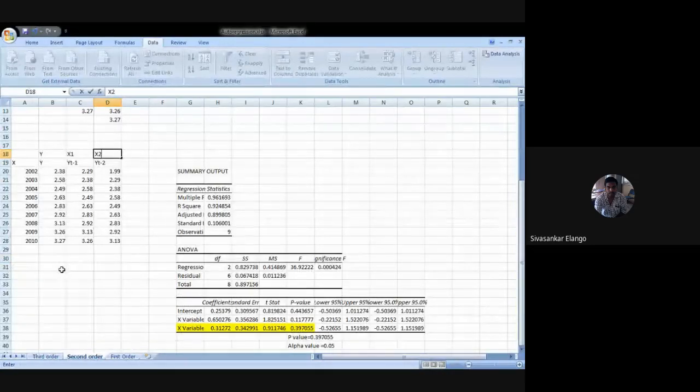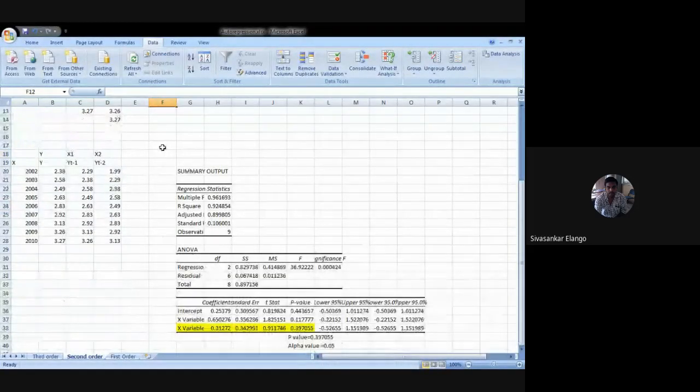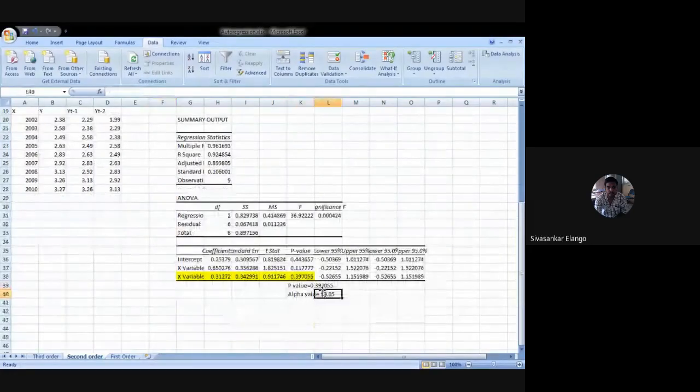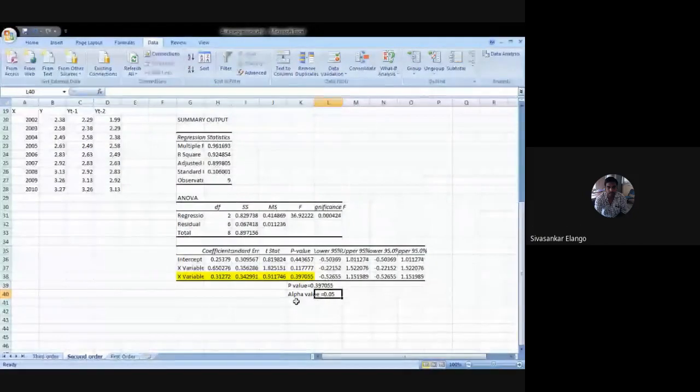I'm going to take only the data for which I have the complete information, and again choose the data analysis tool in Excel. I mark the response variable, the output variable. This column is the output variable, and x1, x2 are the input variables. Based on that I calculate the p-value and again check the value of alpha. Again the p-value is large compared to the alpha value. So I go for first order auto regression.